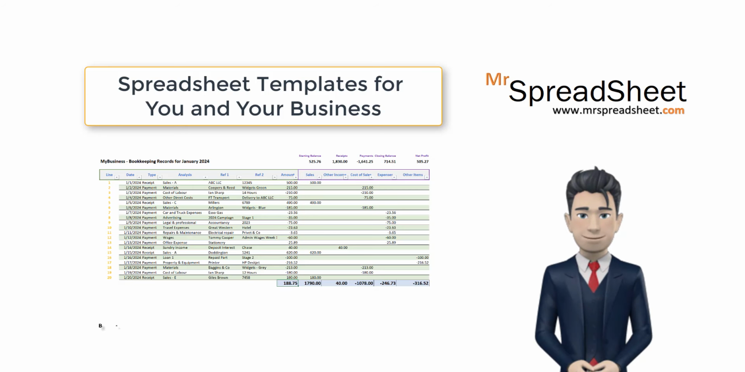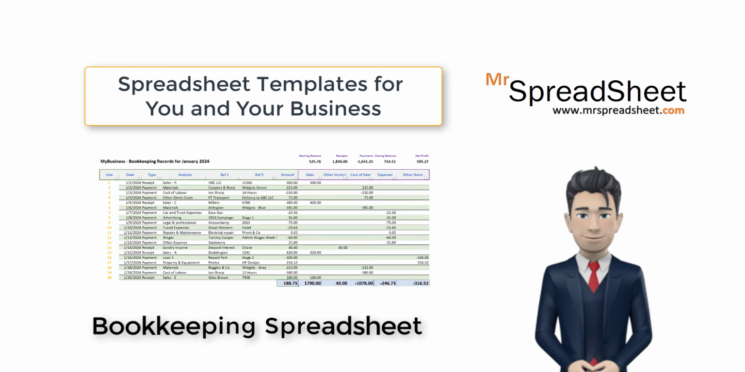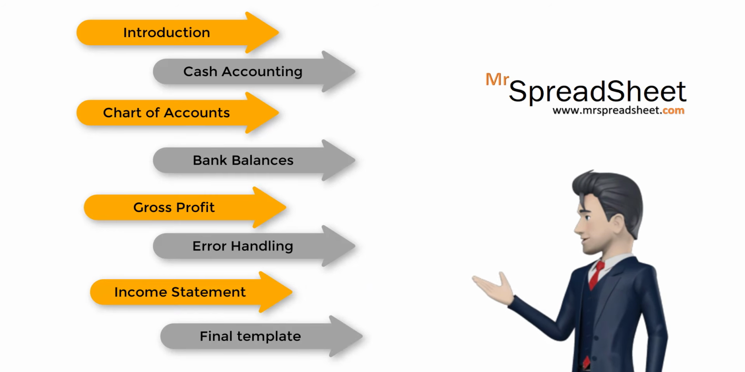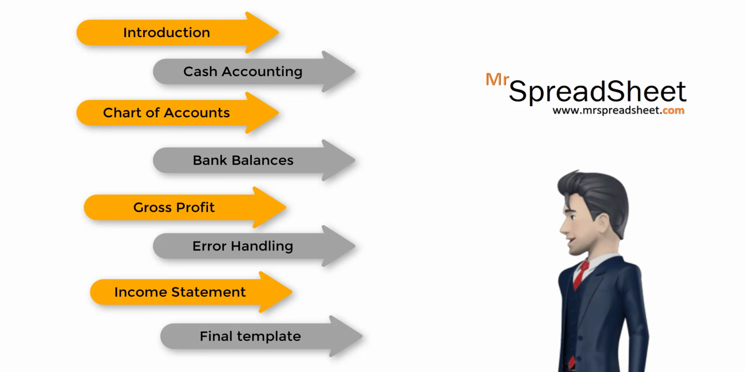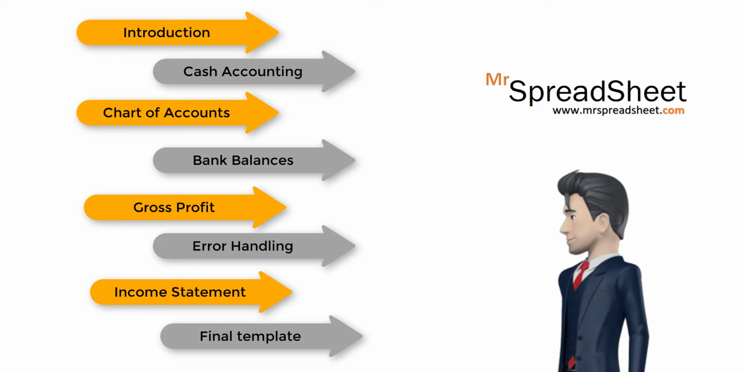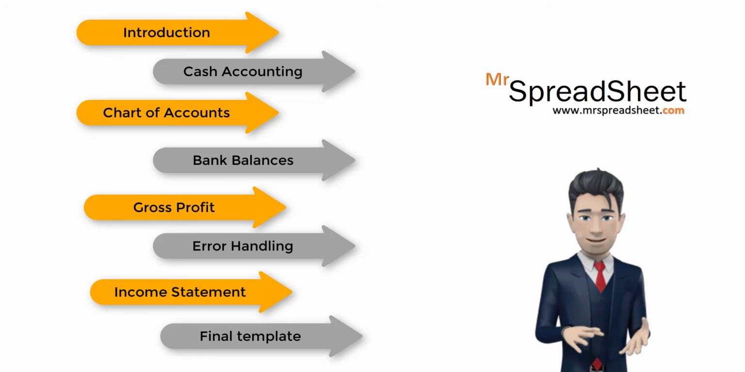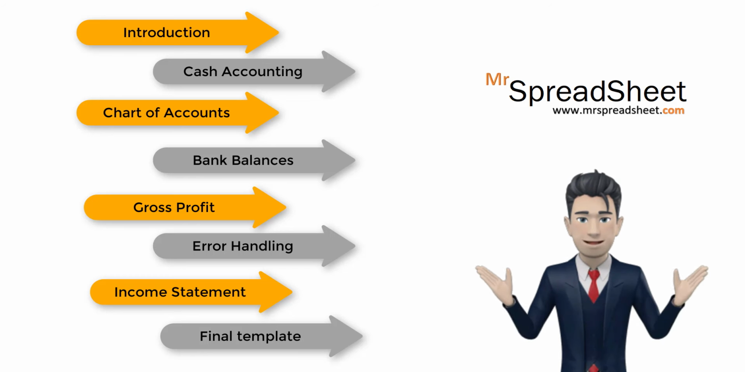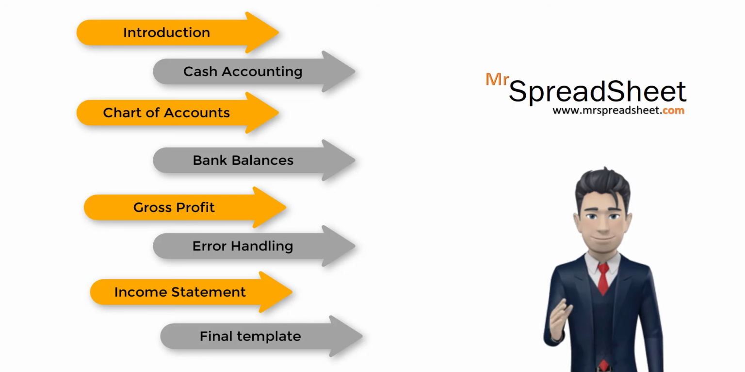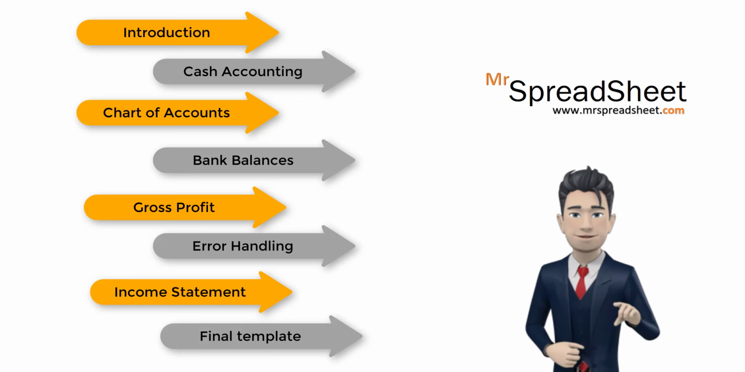In this video series, we are designing a bookkeeping spreadsheet using Excel, and in this presentation, we complete the final template. Our journey so far has taken us through the following stages. So, working on a step-by-step basis, we have covered in video 1, an introduction to bookkeeping. Video 2 deals with cash accounting. In video 3, it's the chart of accounts, whilst video 4 concentrates on our bank balances. In video 5, we deal with gross profit, and in video 6, it's error handling. Video 7, it's the income statement, and finally, this video, number 8, it's the final template.